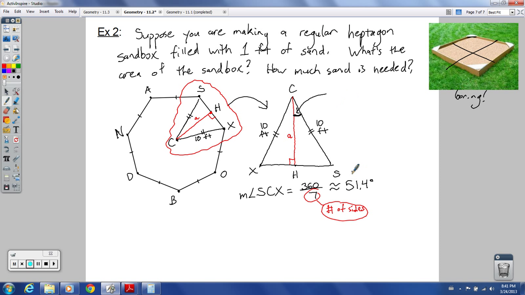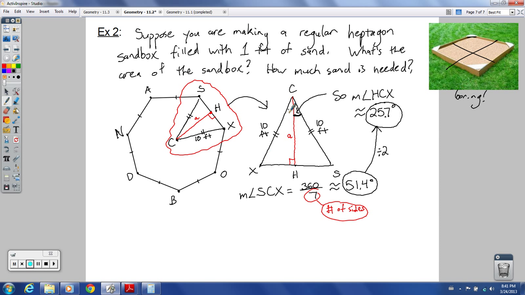So if you were taking this angle right here, trying to find the measure of that particular angle, that one is going to be the whole thing, SCX divided by 2. And so this would be then the measure of angle HCX. It's going to be approximately 25.7 degrees. There we go. So we just took that and we divided it by 2 because this central angle split it in half with the apothem. It's going to be that and that being the same. And so that's a pretty important piece of information right there. That's something we definitely need.